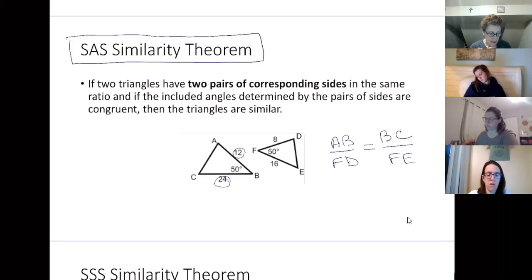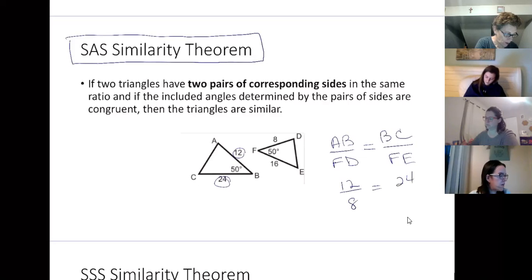Okay, so let's check to see if they're in proportion. I can already see that my angles are exactly equal, so that's good. So then my proportion is going to be AB was 12, so 12 is to FD, which was 8, just like BC was 24 is to FE, which is 16. And I can see that there's a multiplier of 2.